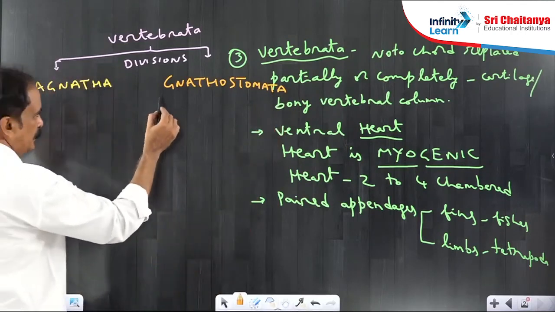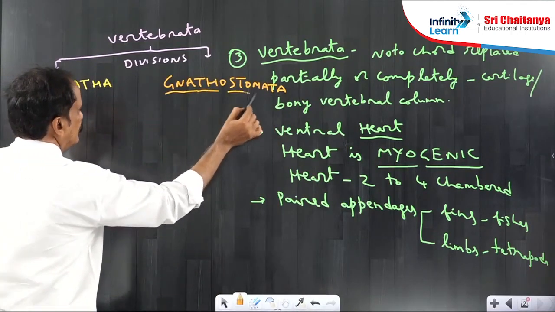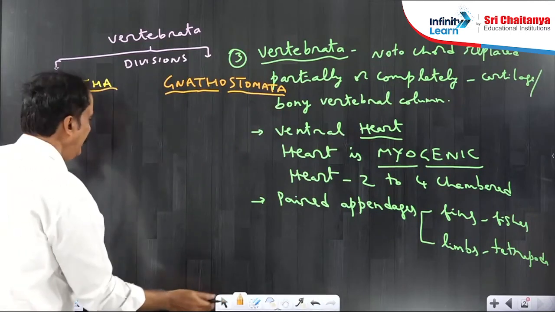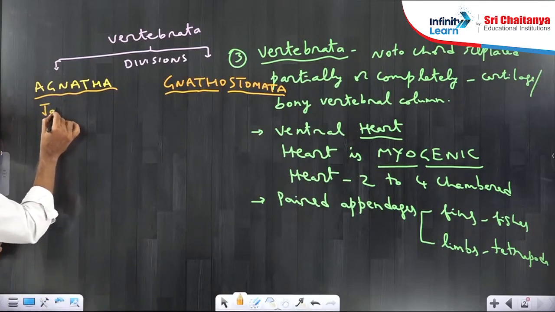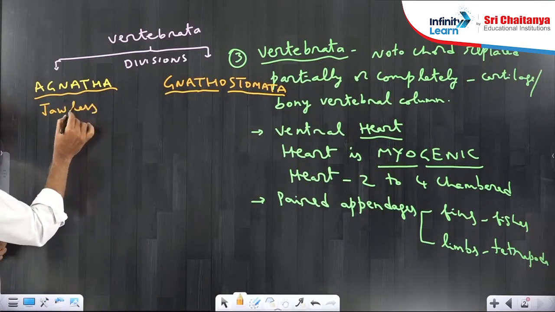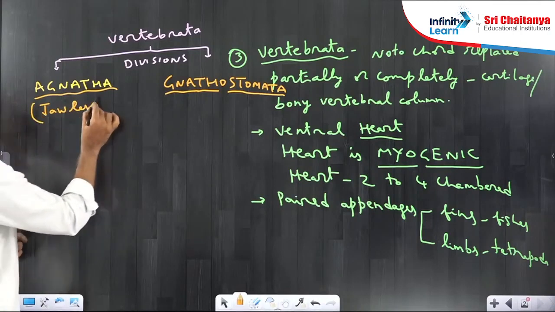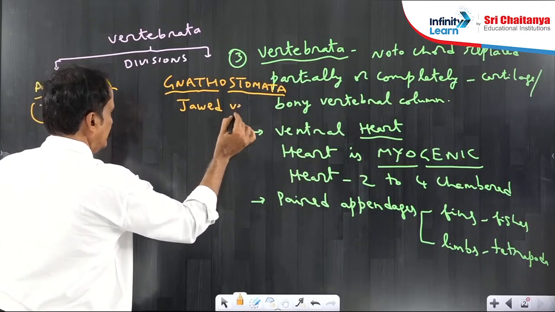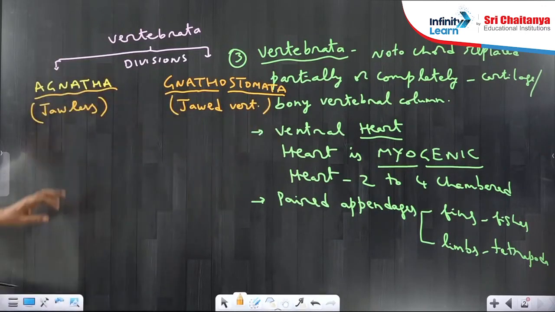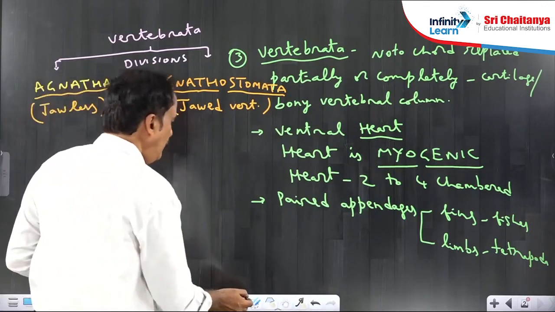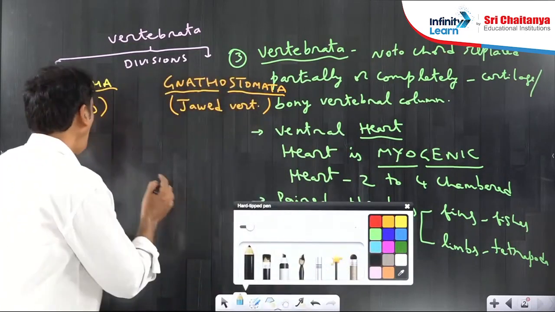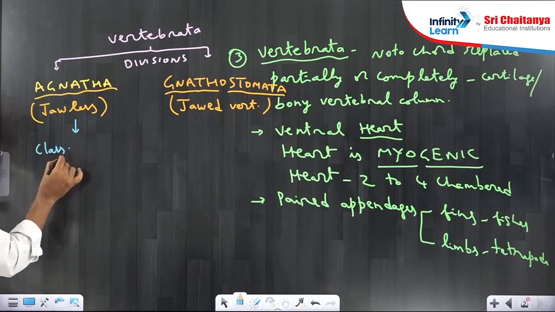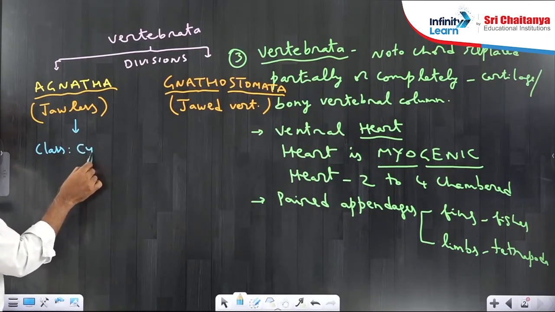Gnatho means jaws, stomium means mouth. Here we place the prefix a, that means without. These are jawless vertebrates, these are jawed vertebrates. So jawless vertebrates include only one living class. We have only one living class coming under this, the class called cyclostomata.